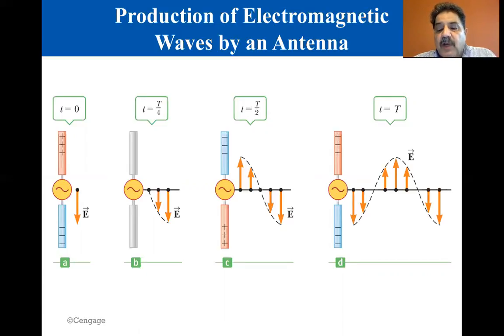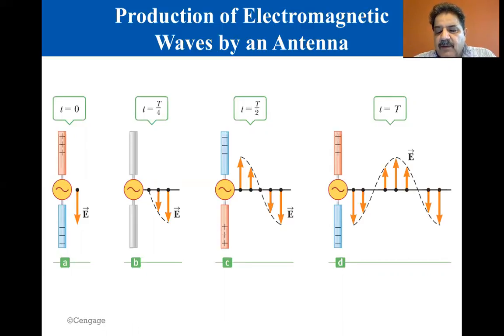When the charges are neutralized after an interval equal to 1/4 of the period of oscillation, as in figure B, the electric field has dropped to 0. This continues, and after a half period, the field is pointing up, as in figure C. These oscillations continue as indicated in figure D. Note that the electric field near the antenna oscillates in phase with the charge distribution. The field points down when the upper rod is positive and up when the upper rod is negative.